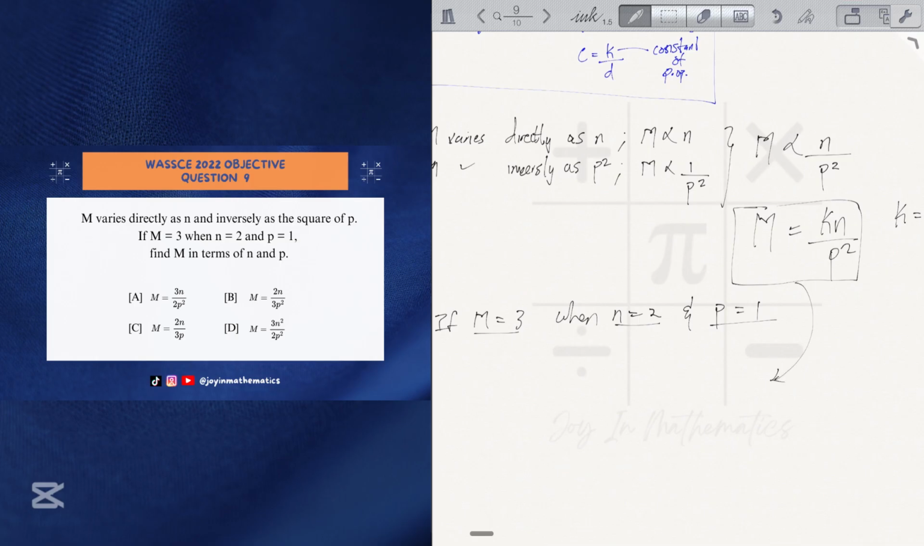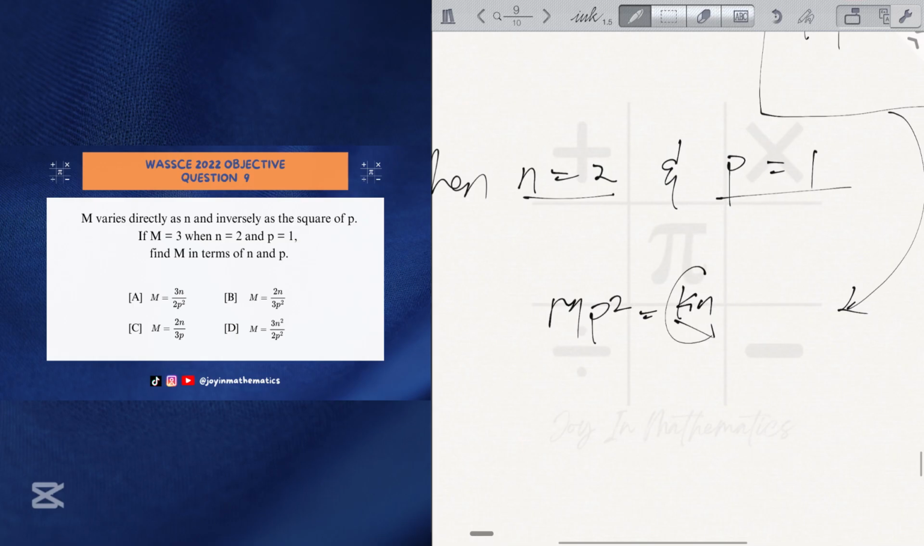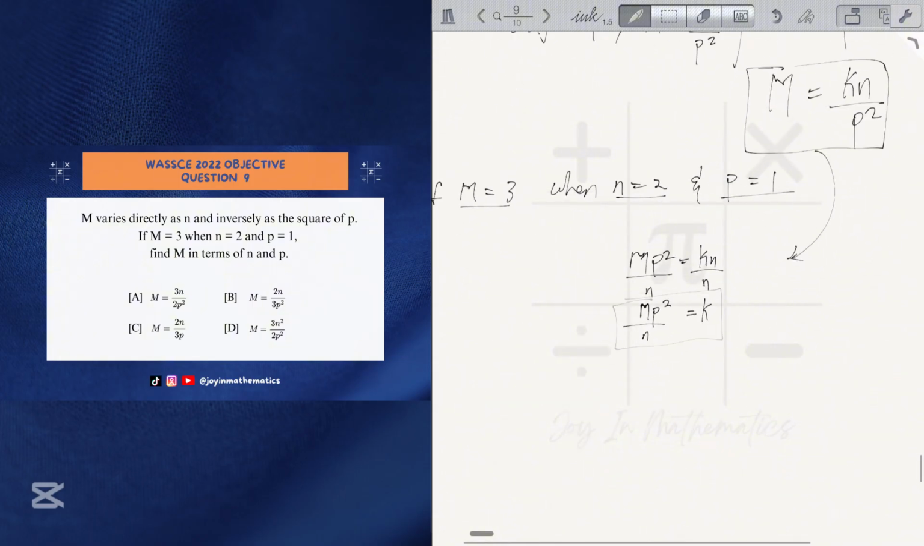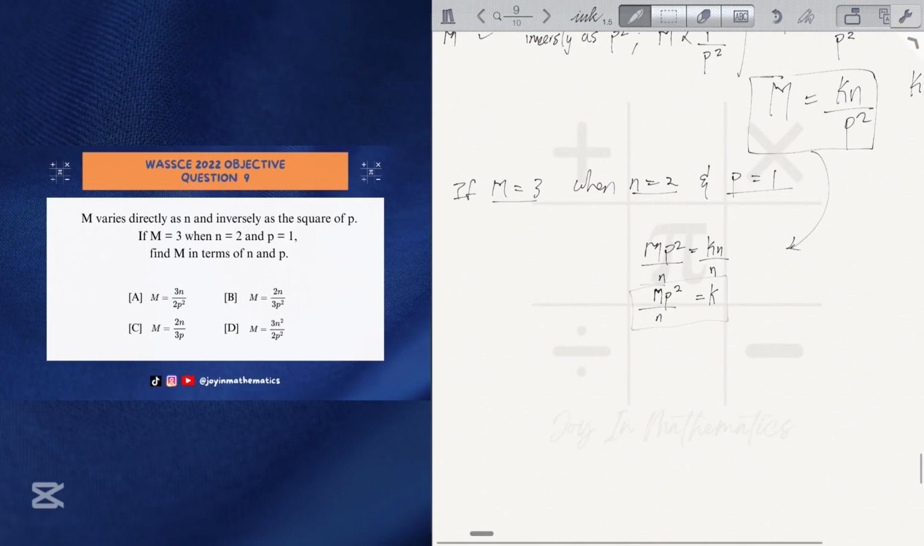So from here, let's make k the subject of formula. If we cross multiply, we'll have m p squared is equals to kn, and if we divide both sides by n, we will have that k is equals to m p squared divided by n. Don't mind my m, please. All right, so now we have k to be m p squared divided by n. Now we are going to apply these three statements, that m is equals to 3, n is equals to 2, and likewise p is equals to 1 to this, so that we'll find the value of k.